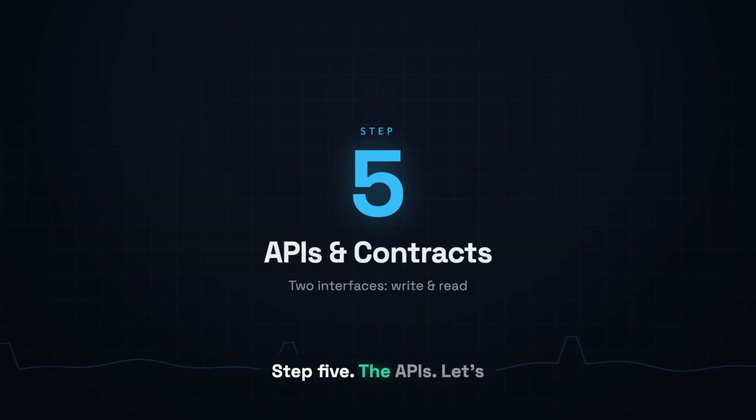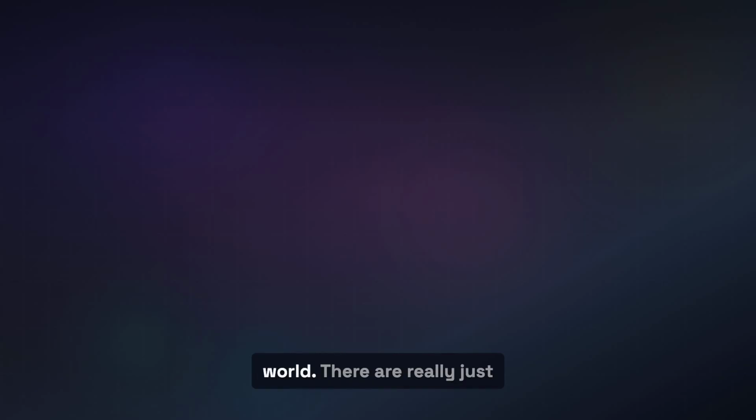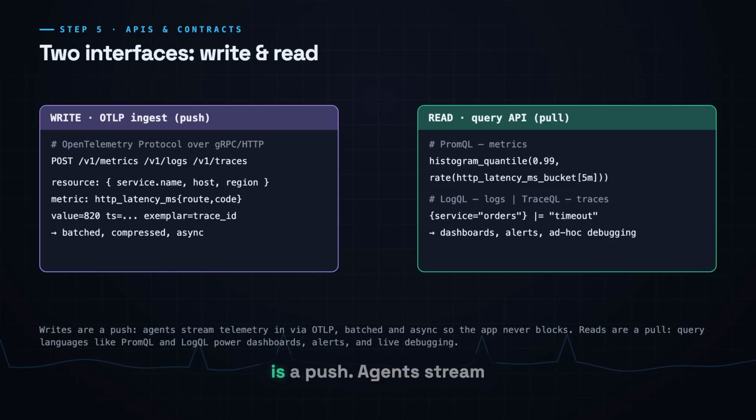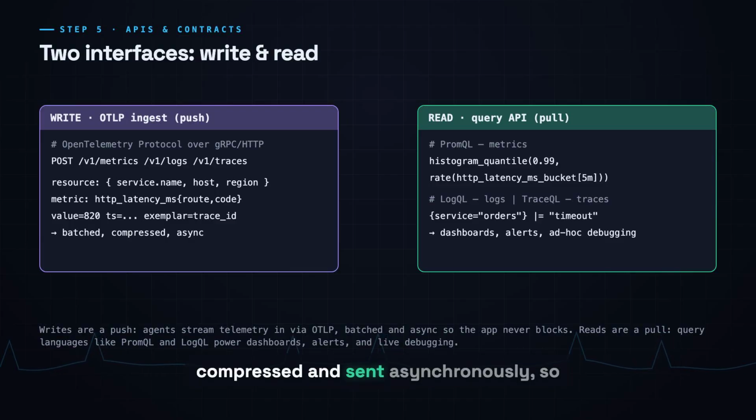Step 5, the APIs. Let's define the 2 contracts the platform exposes to the outside world. There are really just 2 interfaces. The write path is a push. Agents stream data using the OpenTelemetry protocol, sending metrics, logs, and traces in batches that are compressed and sent asynchronously, so your application never has to wait.